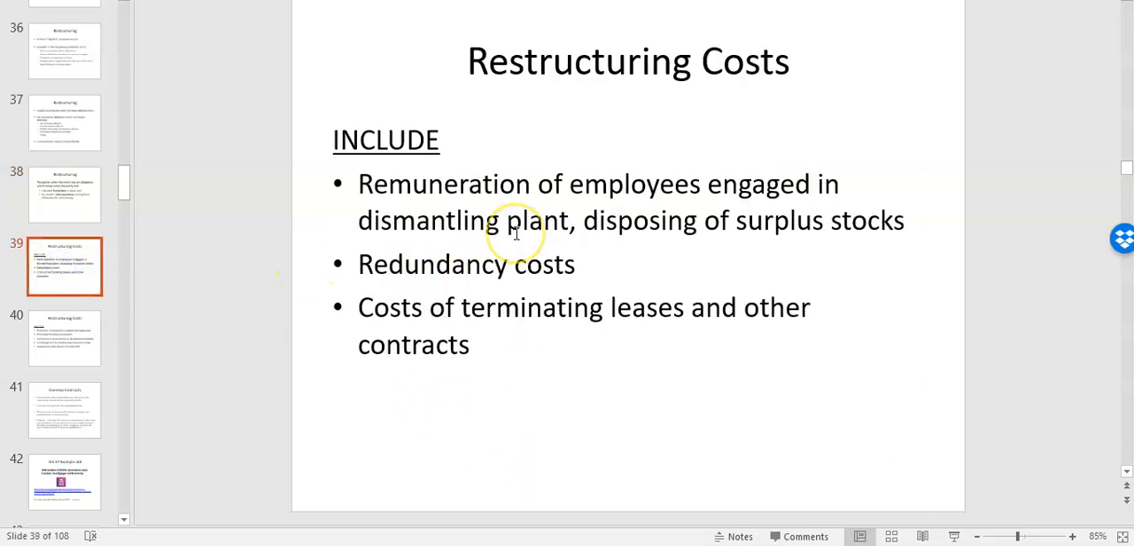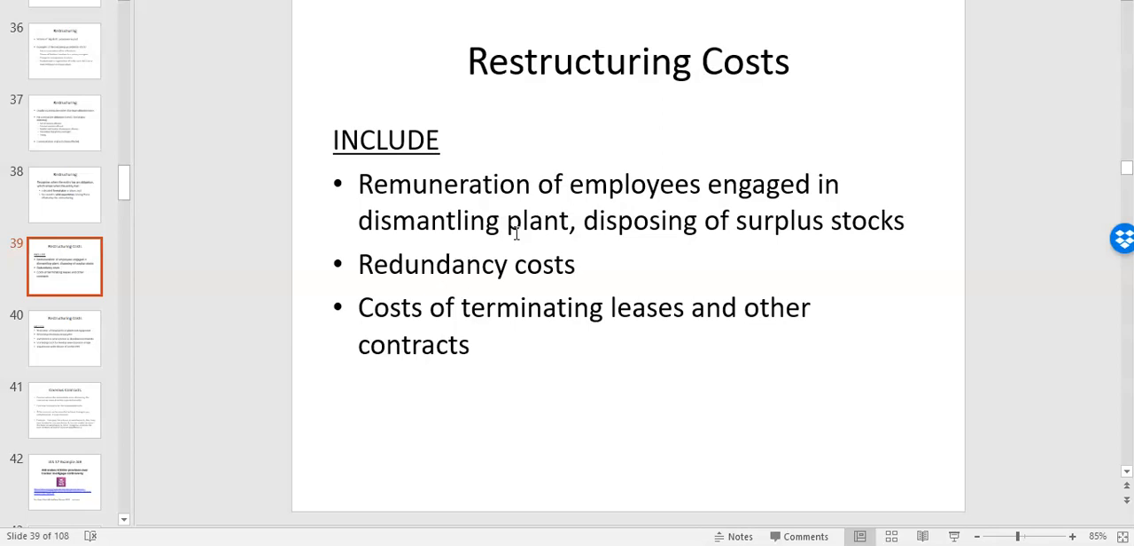The remuneration of employees who are involved, costs to maybe dismantle the plant, get rid of surplus stock, redundancy costs if people are losing their jobs, or you might have costs to terminate leases or other contracts, for example, maintenance contracts, if you're leaving a particular location and you're not going to be operating from there again.